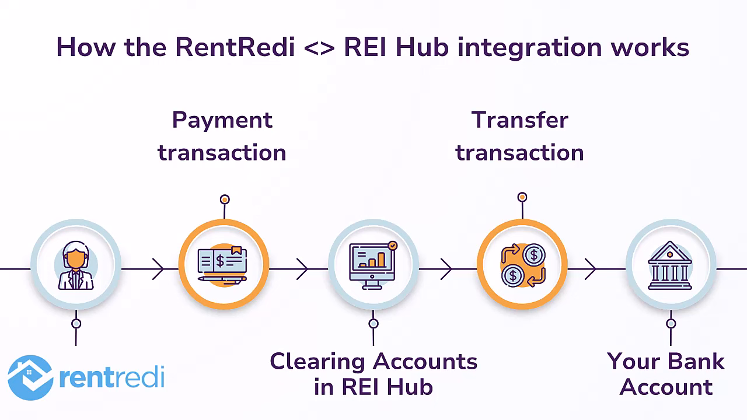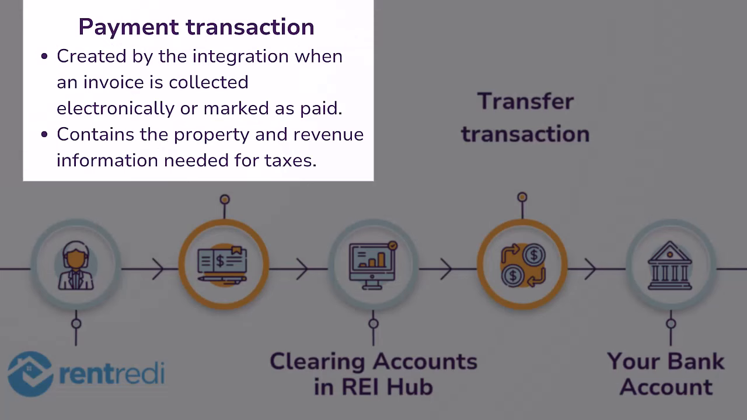To integrate the data feed from RentRedi and the imported transaction feed from your linked bank accounts, the REI Hub system uses clearing accounts and two transactions to track the flow of funds from the renter through RentRedi and finally to your bank account. First, a payment transaction is automatically created by the integration when the tenant pays their rent online or the landlord manually marks something as paid.